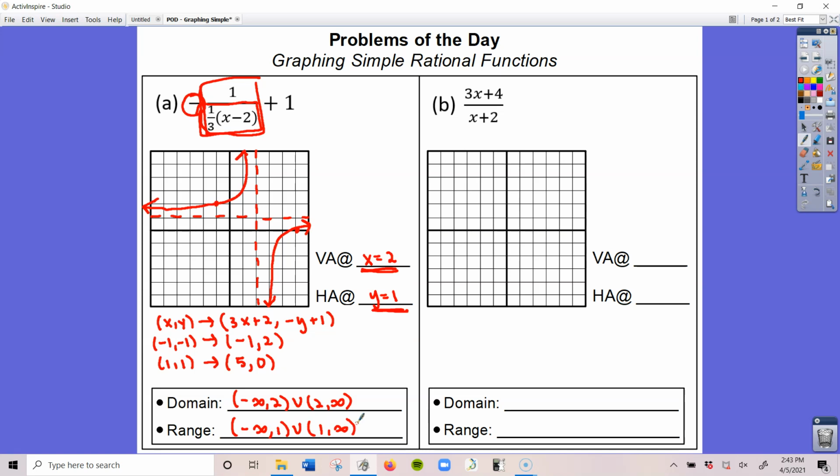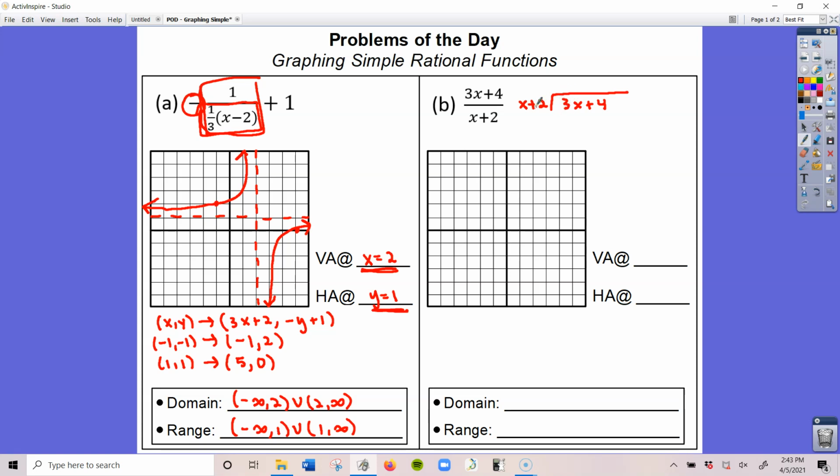Now in this next example, we have (3x plus 4) over (x plus 2). This is not written in transformation form, so we have to rewrite it so that I can see what those transformations are. So we're going to do the division that it says to do. This means 3x plus 4 divided by x plus 2. So that means that we're going to put the 3x plus 4 inside of my division symbol and the x plus 2 on the outside.